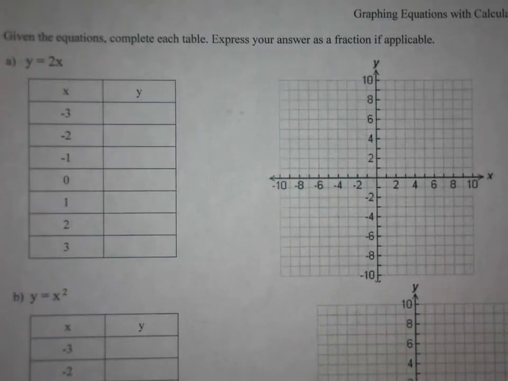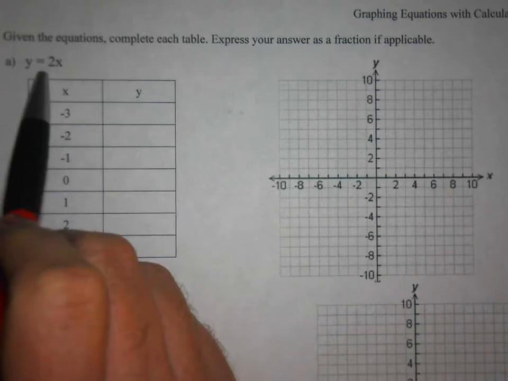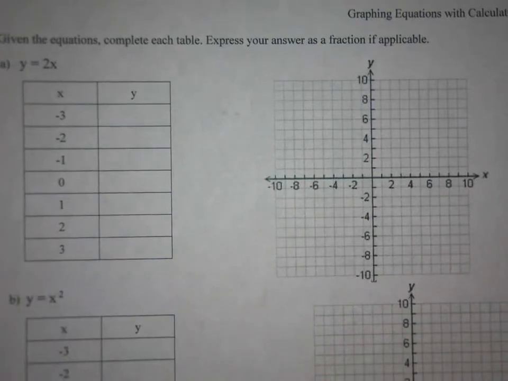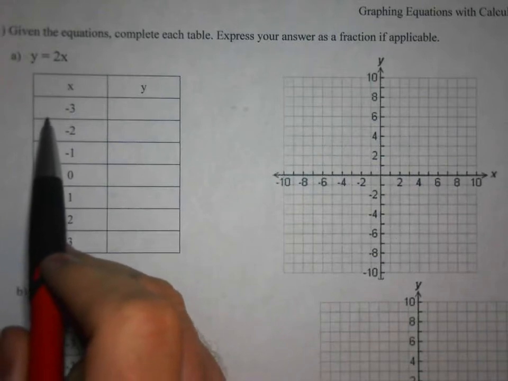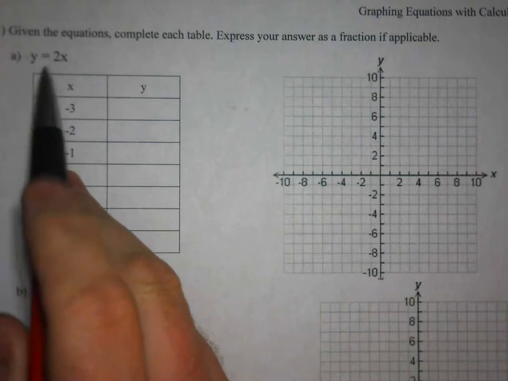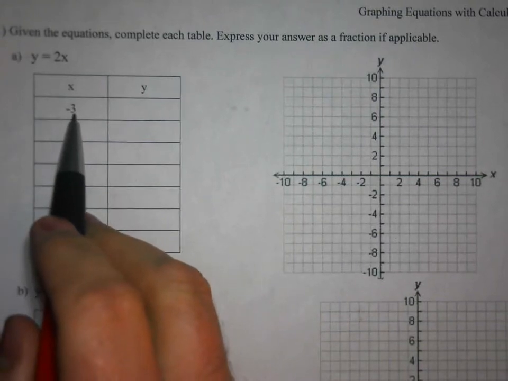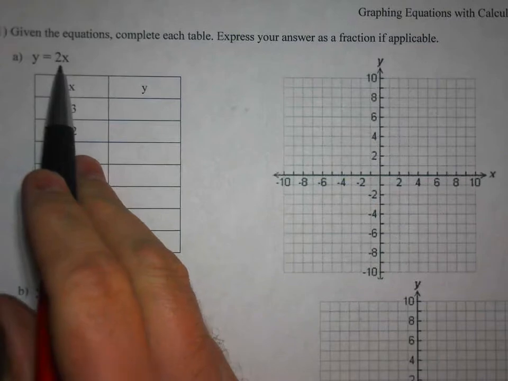We will look at graphing equations using your calculator. So if you're given the equation y equals 2x, if you did this by hand, what you would look at is just substituting values for x into your equation and then find the y values. So for example, when x was -3, you would do 2 times -3 and get -6 for an answer.